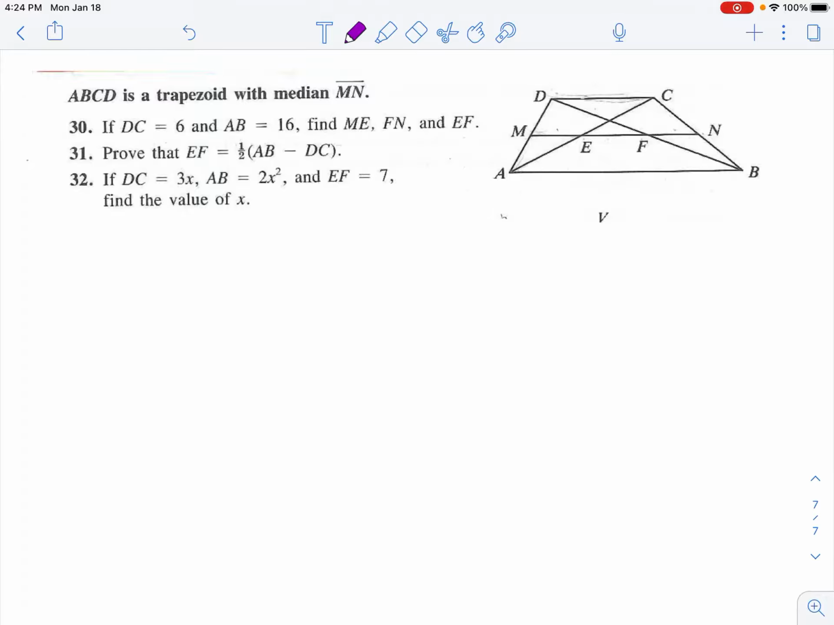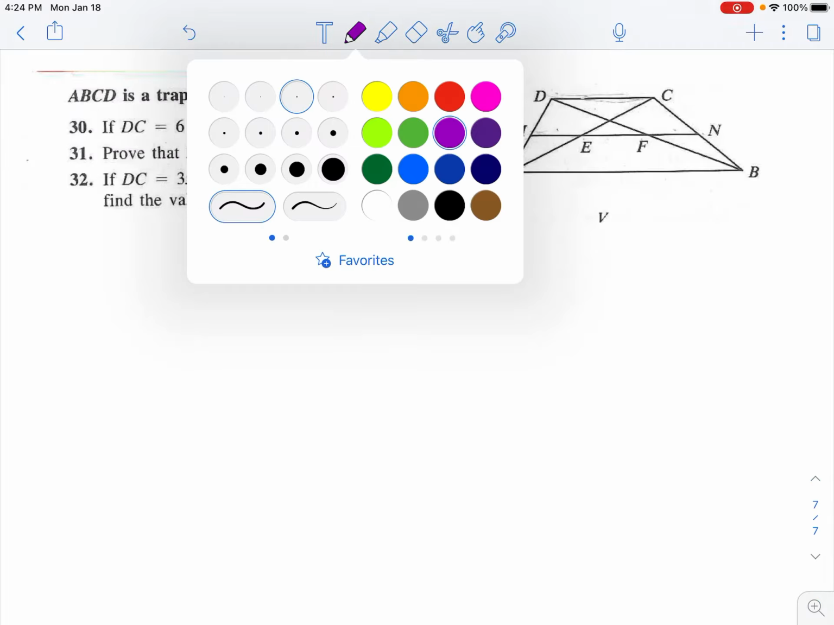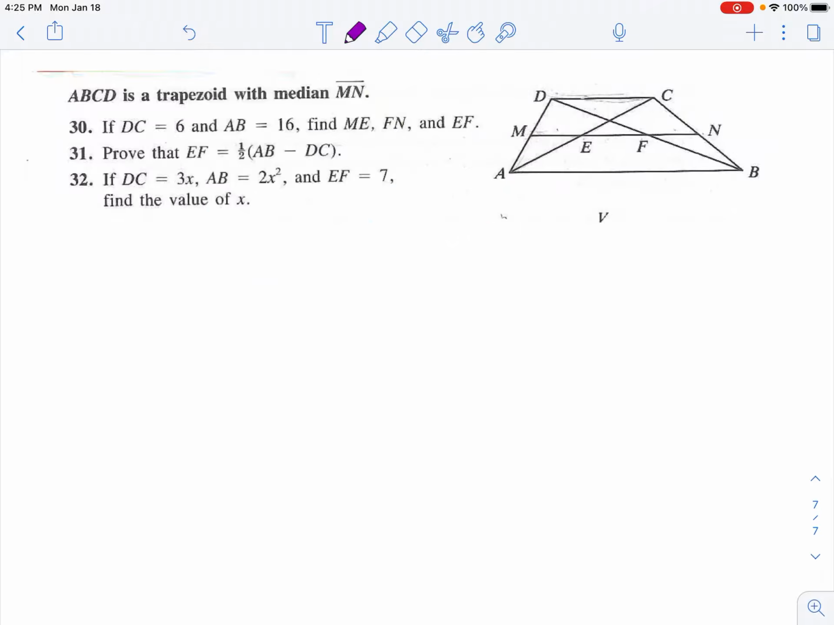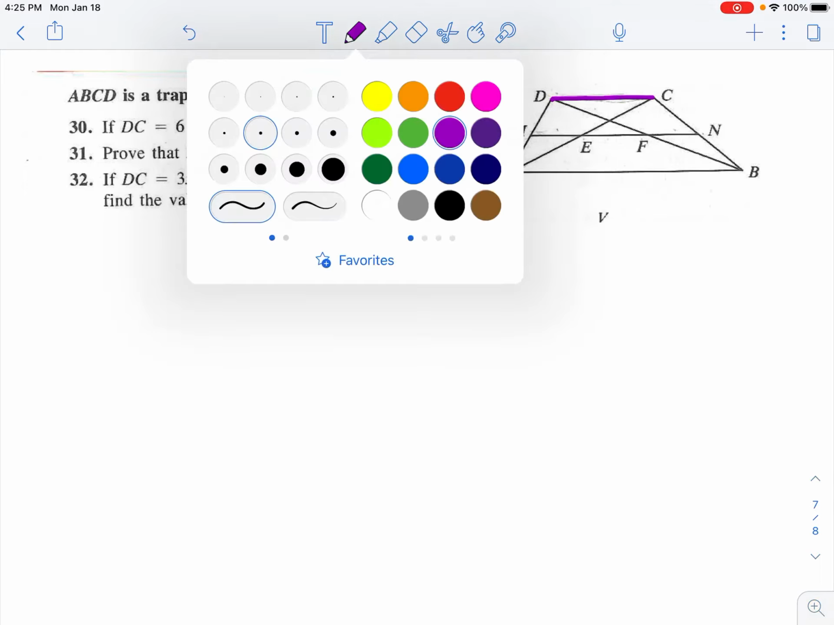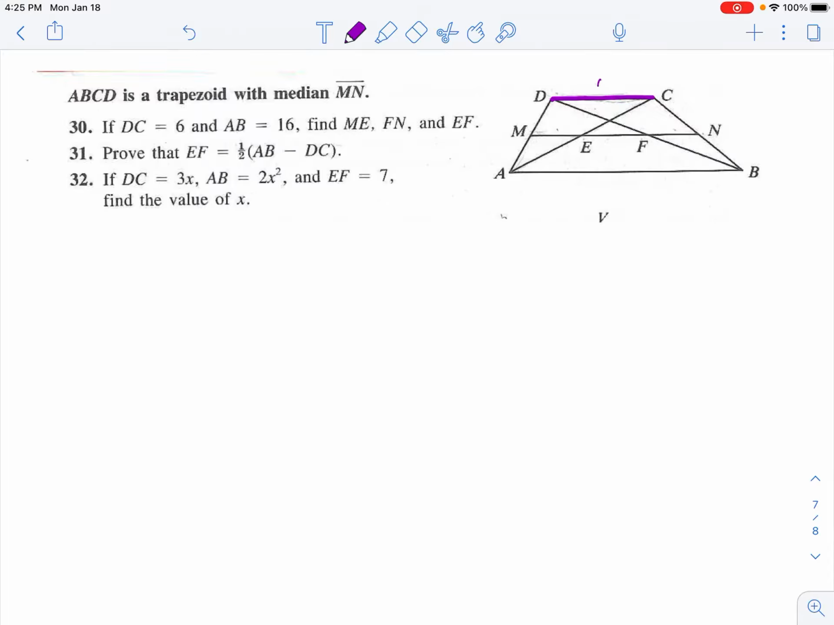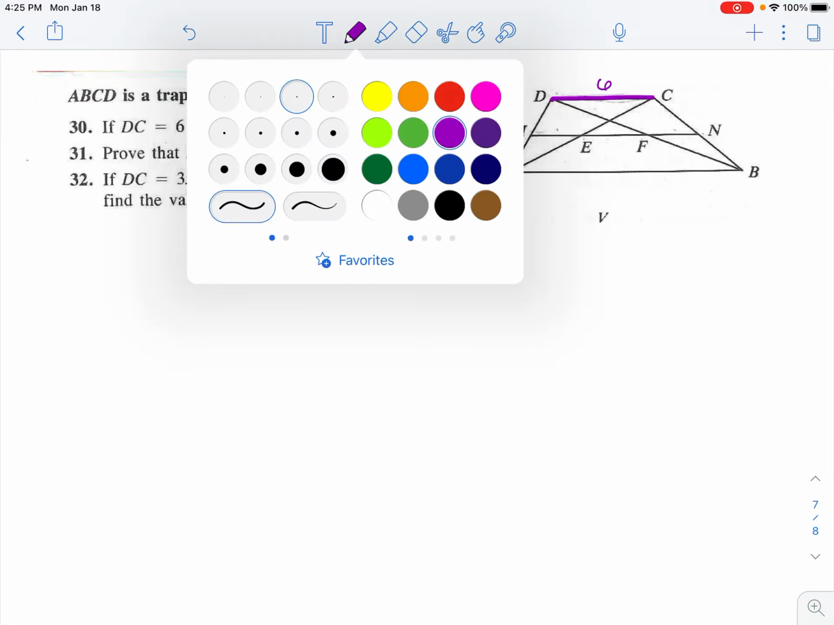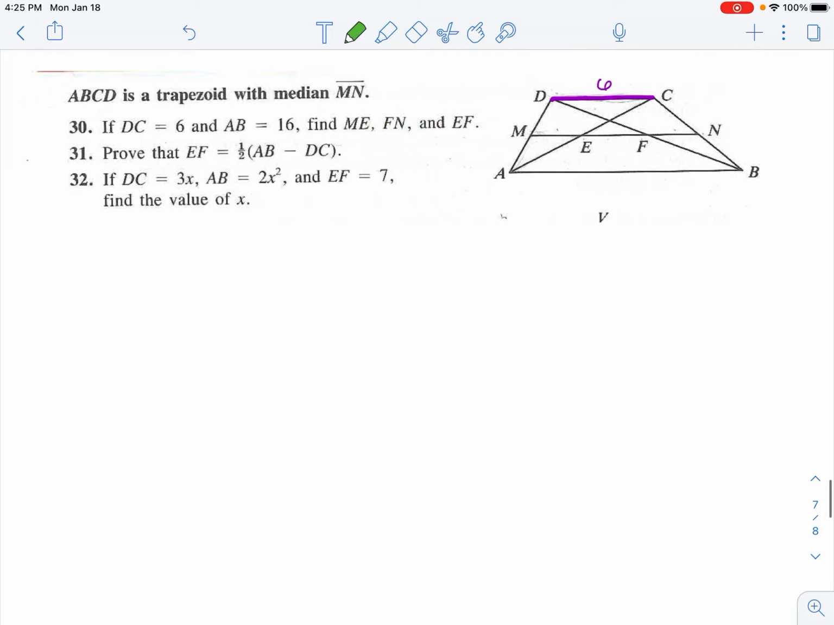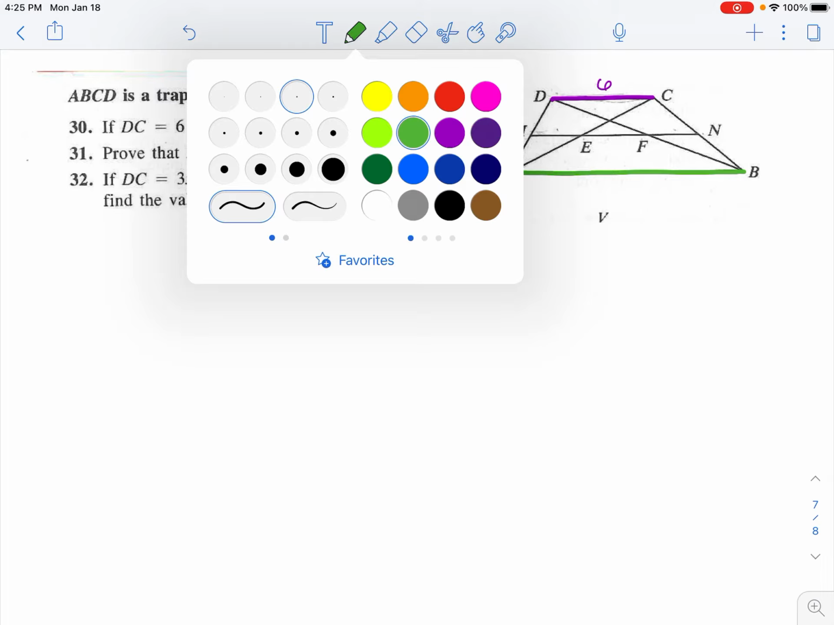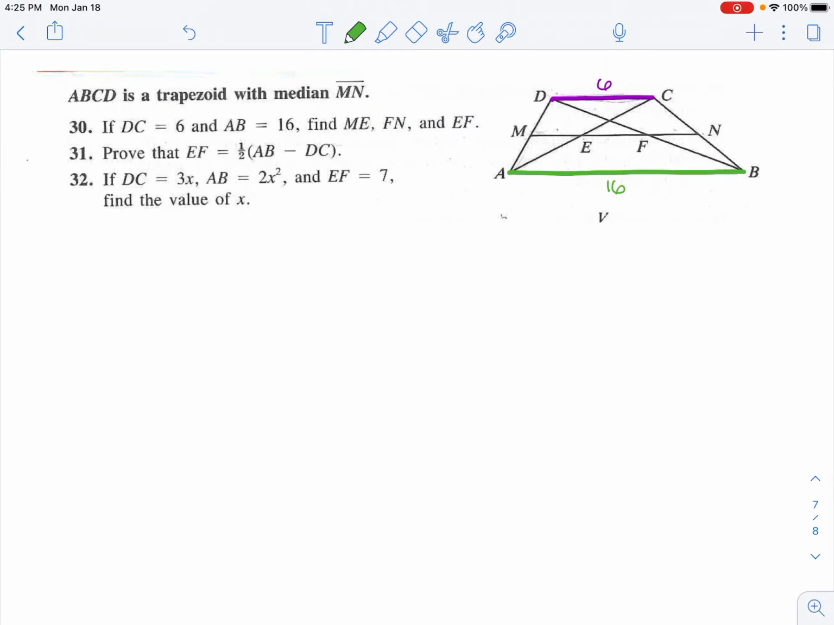Let's write down our given information. First of all, I know that this whole thing is a trapezoid, and I know that the median of the trapezoid is MN. So here's DC going across the top, and I know that that has a length of 6. Down on the bottom, we have AB, and I know that the entire length of AB here is 16.